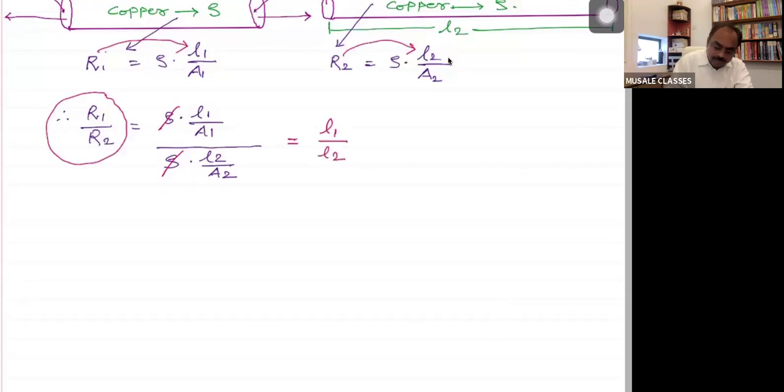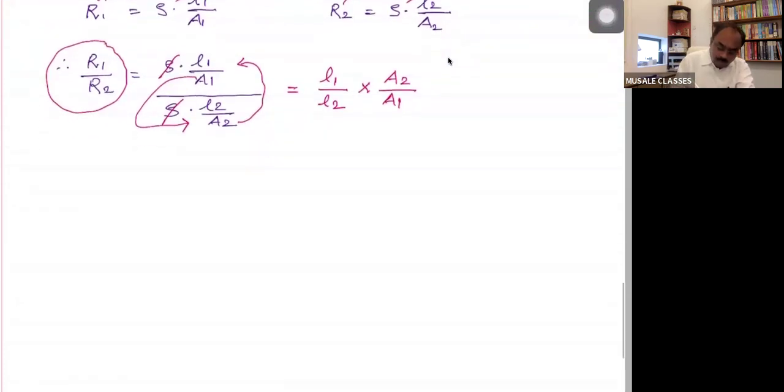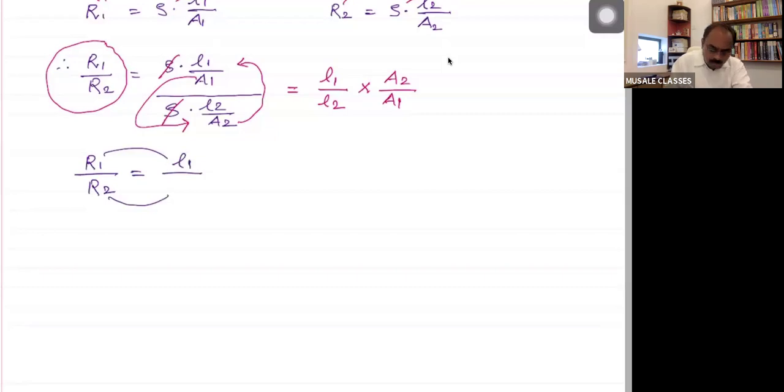Even if you think about it that way, this A1 will come to the denominator and A2 will go to the numerator. That means it will be A2 upon A1. I'll write it once more. R1 upon R2. R1 is directly proportional to what? L1. R2 is directly proportional to what? R2 is in denominator, so L2 will be in denominator. R1 is in numerator, therefore L1 will be in numerator because they are directly proportional.